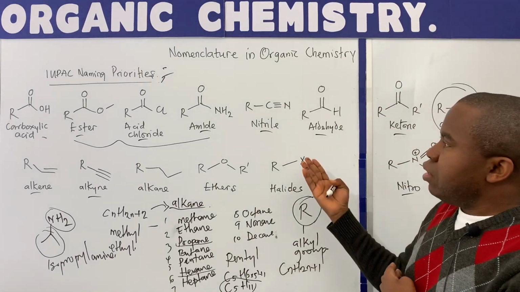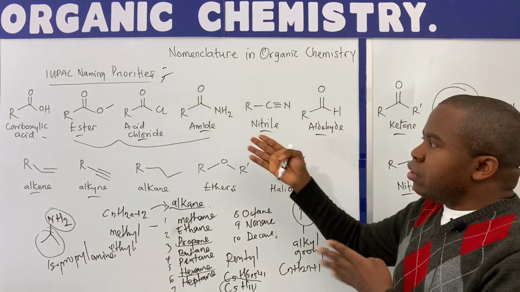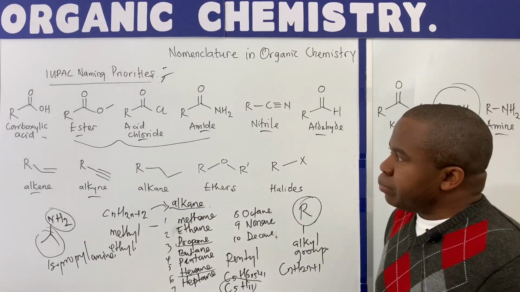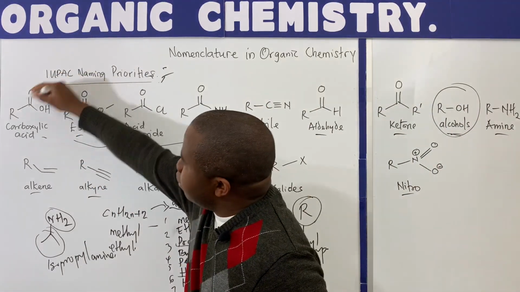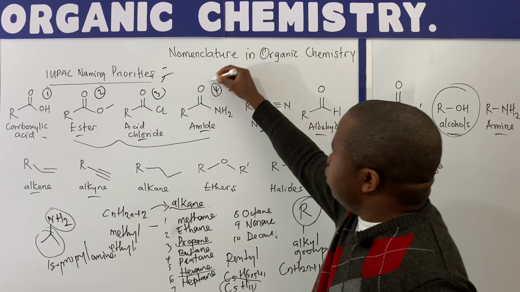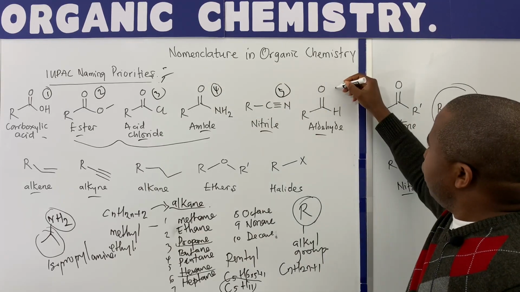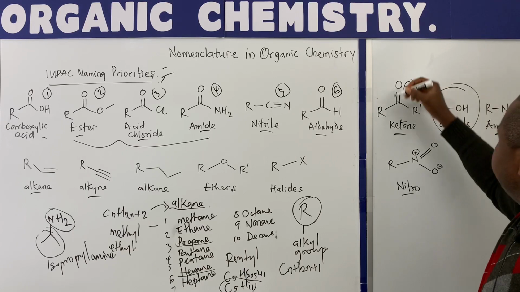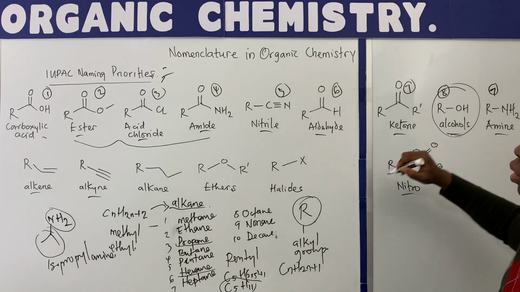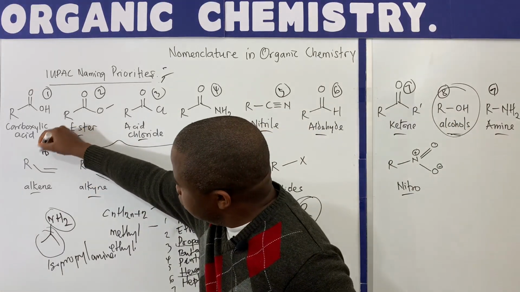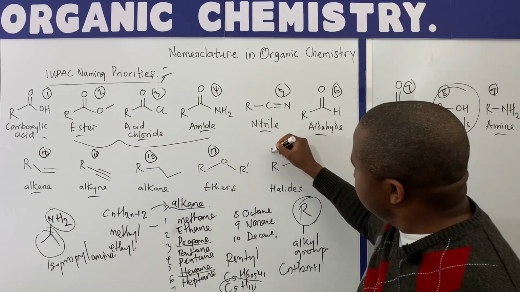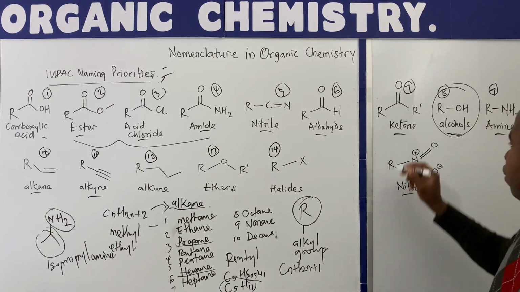But then, in appreciation of this, I've actually listed all these functional groups in order of the IUPAC naming priorities. And what that means is that this has the highest priority, followed by this, followed by this, followed by this, followed by this, and this, and this, then this, and this, and this, and number 11, 12, 13, 14, and 15.